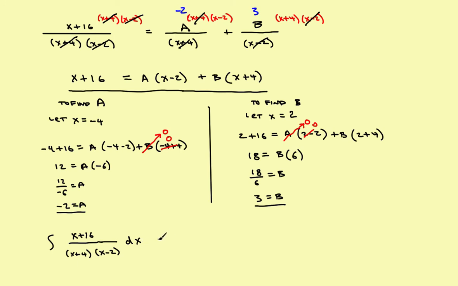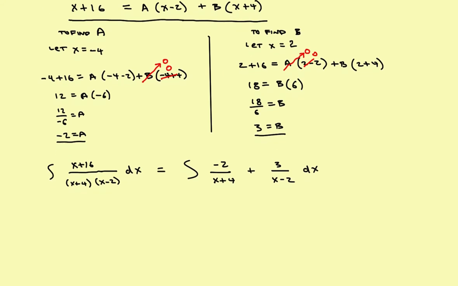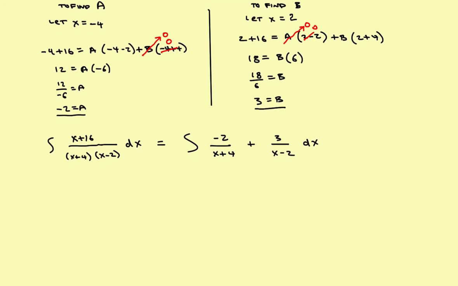And now you've shown that that's equal to the integral of minus 2 over x plus 4 plus 3 over x minus 2, the whole thing dx. So now it's just a matter of solving this. A couple of ways you can do it. Some people like to leave it as a single integral, or you can split it up into two integrals. I think I'll go ahead and split that into two integrals.